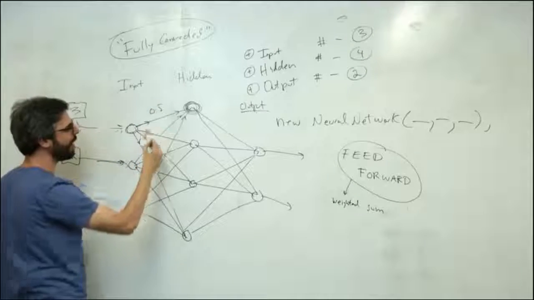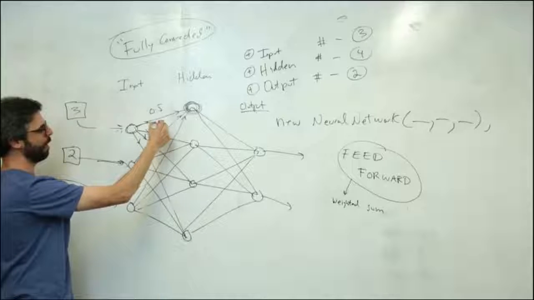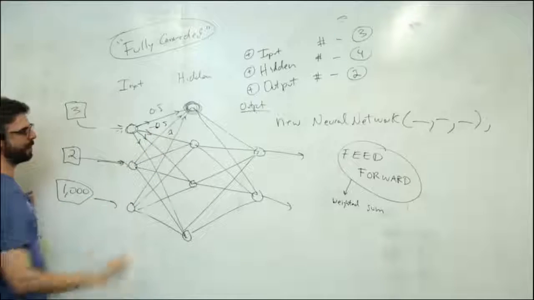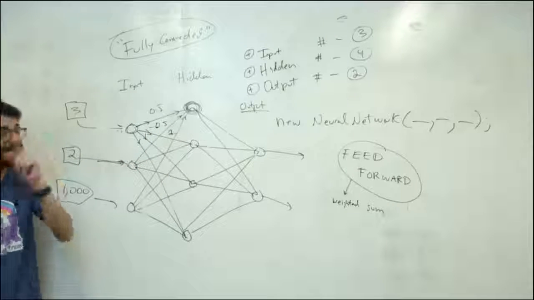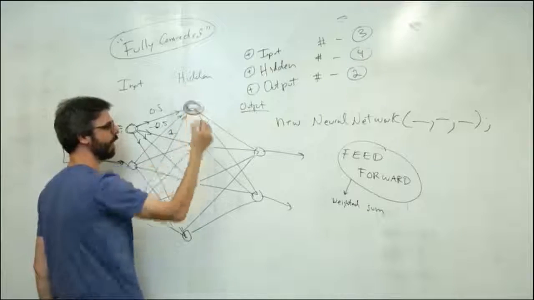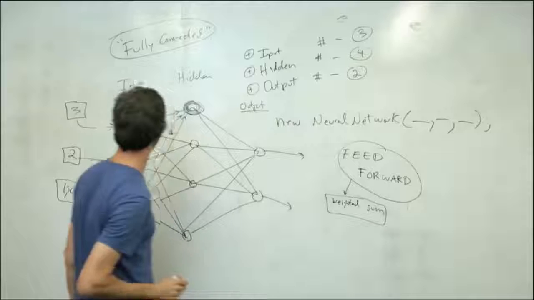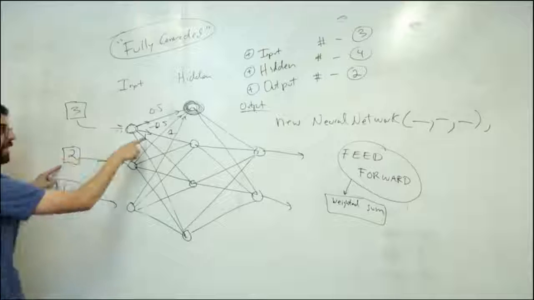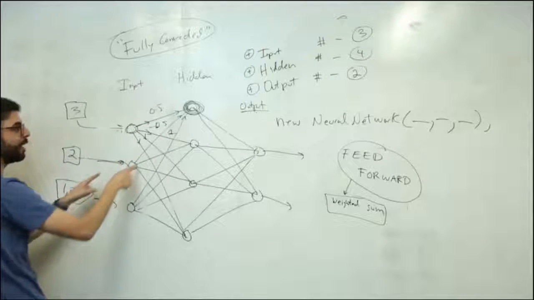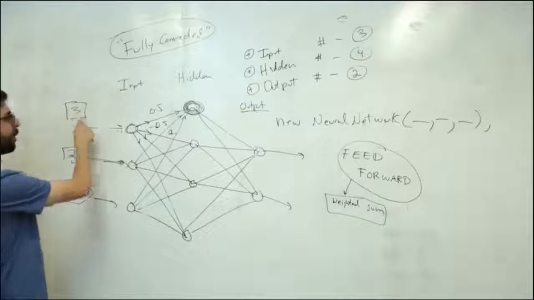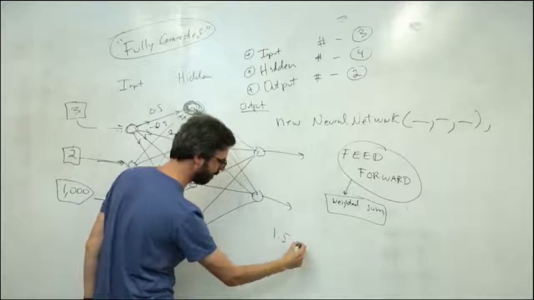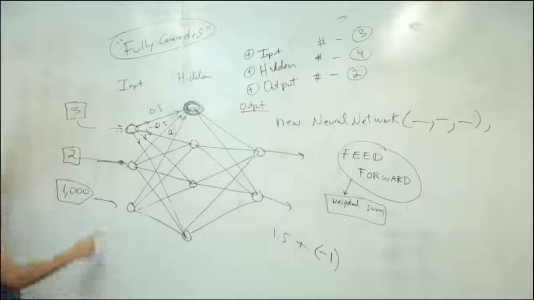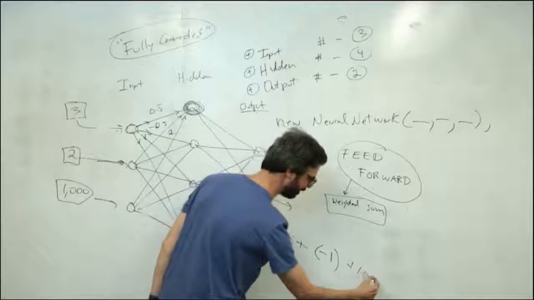So let's pretend this is like 0.5. Let's say this is like -0.5. And this particular weight is 1. So I'm using very, very simple numbers. The idea is that each hidden neuron does something called a weighted sum. So it takes the input multiplied by the weight and adds that to the other input multiplied by the weight and adds that to the other input multiplied by the weight. So we could actually do this. 3 times 0.5 is 1.5, plus 2 times -0.5 is -1, plus 1,000 times 1 is plus 1,000.